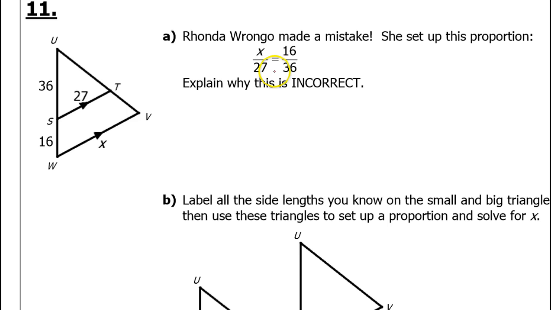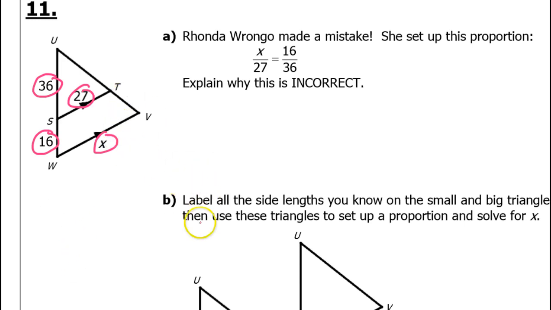So number 11, Rhonda Wrongo made a mistake. She set up this proportion: x over 27 is equal to 16 over 36. Okay, so if she's doing 16 over 36, she's clearly trying to do the side-splitter theorem. But the side-splitter theorem only works for sides. So the mistake happened when she went and tried to do x and 27. All right, so that's why she failed here.